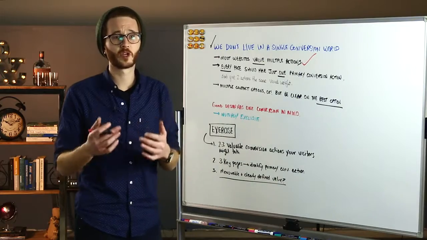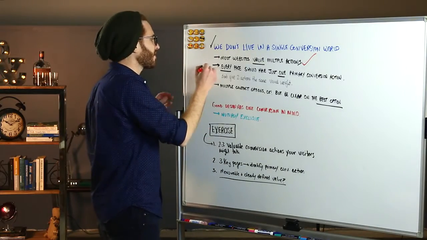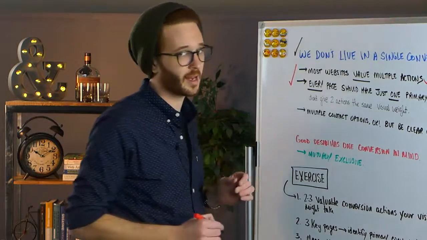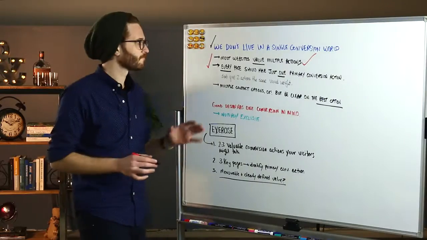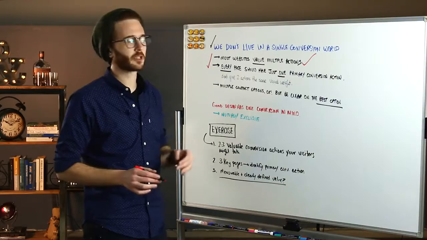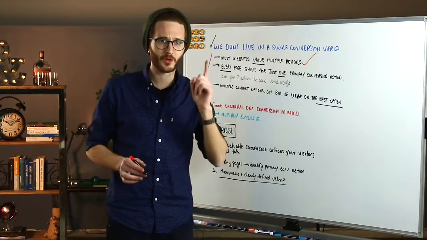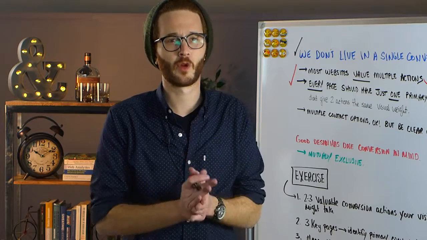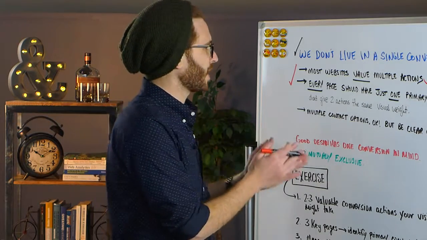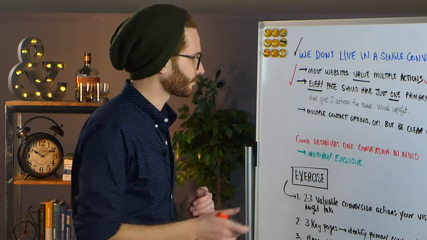The first thing to drill into your head that's going to help you organize everything is that every page on your site should have one primary conversion action. There are very few instances where that rule should be broken. Every page should have just one primary conversion action.